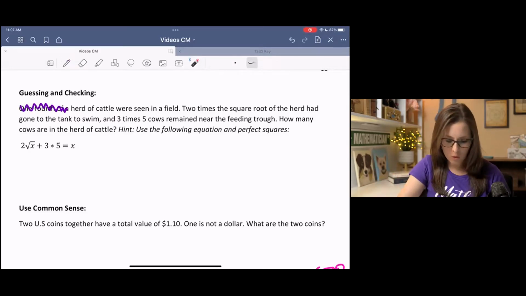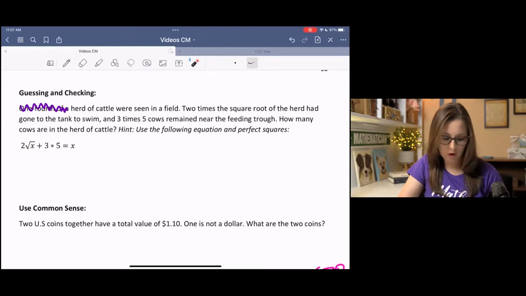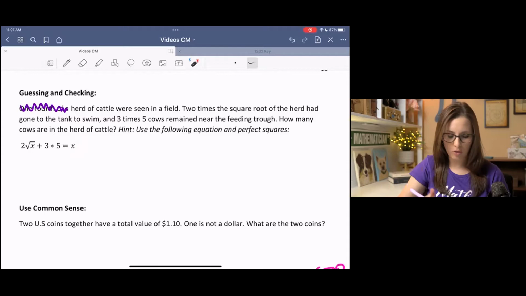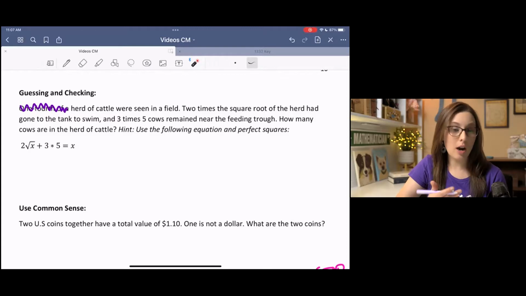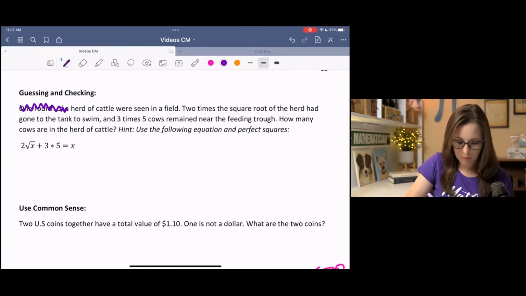So I wrote an equation down here. It said 2 times the square root of the herd were at the pond, and 3 times 5 were at the feeding trough, and that made up the herd of cattle. And so a hint here is that you're going to want to use perfect squares because of this square root. And then you're just going to kind of play around with some of those numbers and see which one checks out, basically.